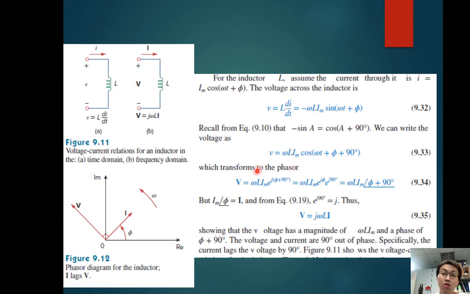And then we want to change into phasor form. Several phasor forms are possible. Either we change to omega L Im e^(j(phi plus 90 degrees)), or omega L Im e^(j phi) times e^(j 90), or the easiest way, omega L Im with angle phi plus 90 degrees. But we know that my I is actually Im angle phi, so I can substitute this one.